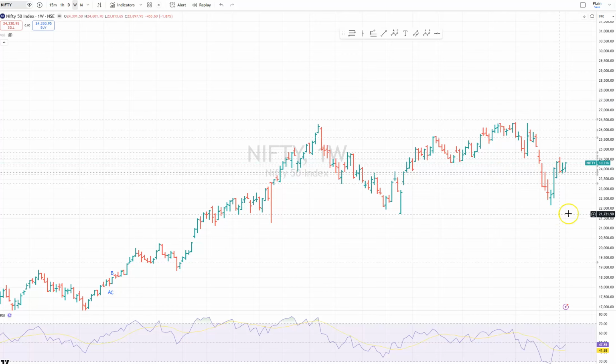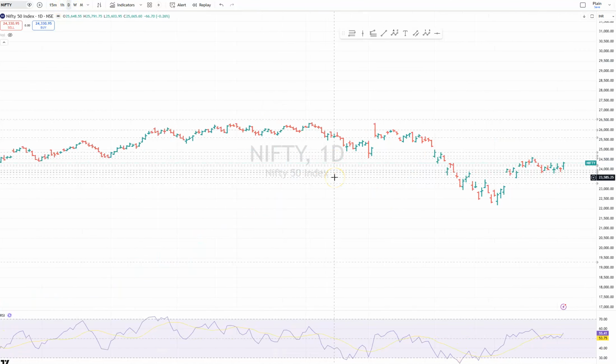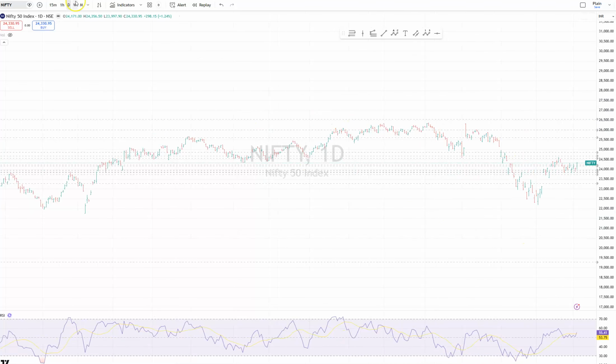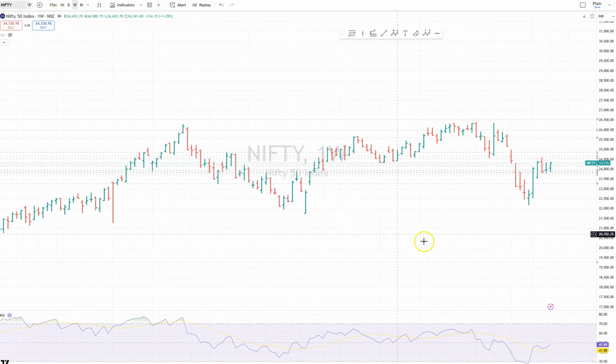If you go to the daily chart, you will see that this decline was actually five waves. Let us have a look. So you see this? This is one, this is two, this is three, this is four, and this is five. So this was pretty much an impulsive decline. This was not like a corrective decline, and therefore it fulfills that criteria of an ABC flat.